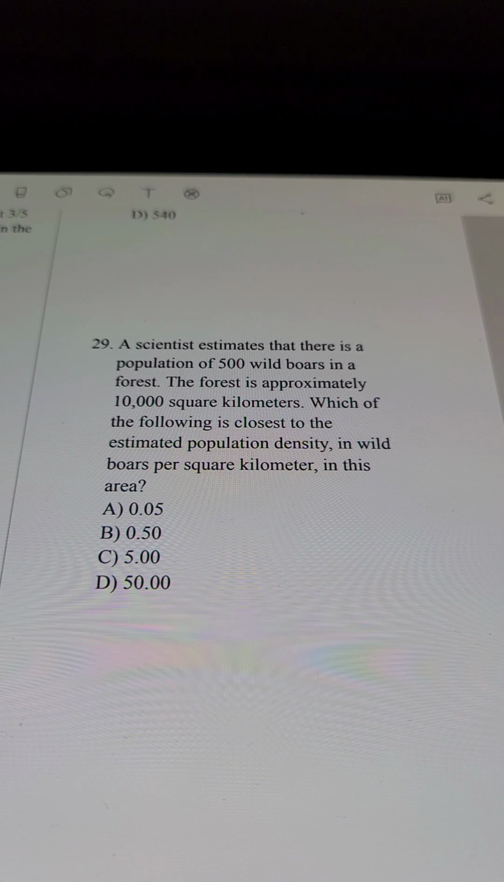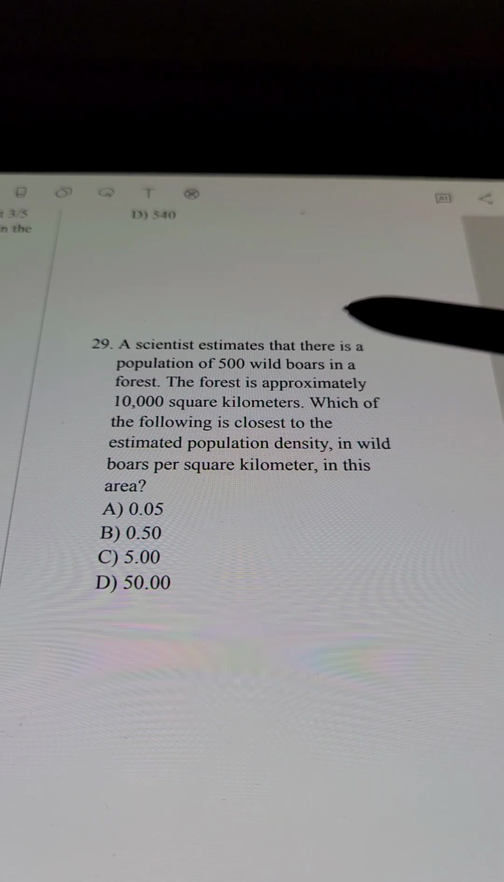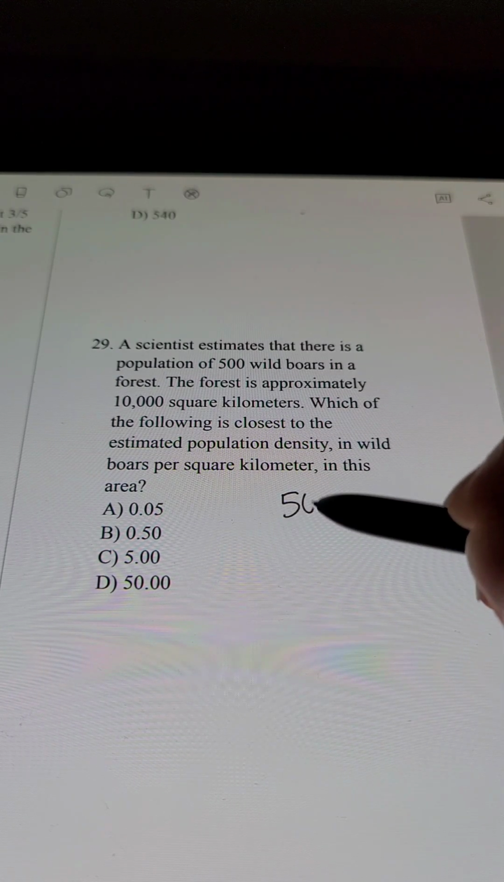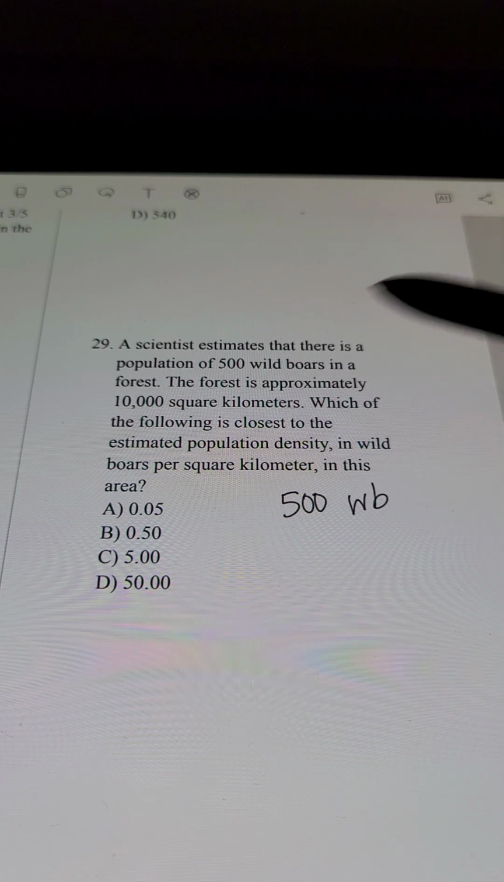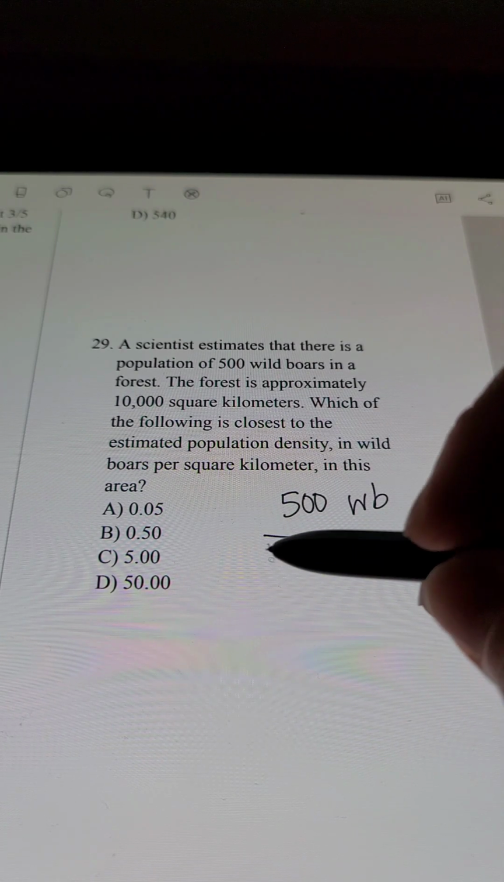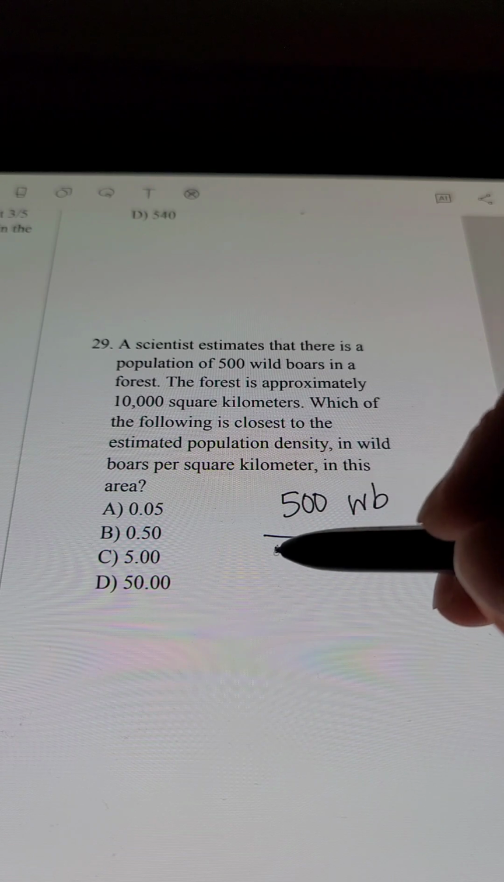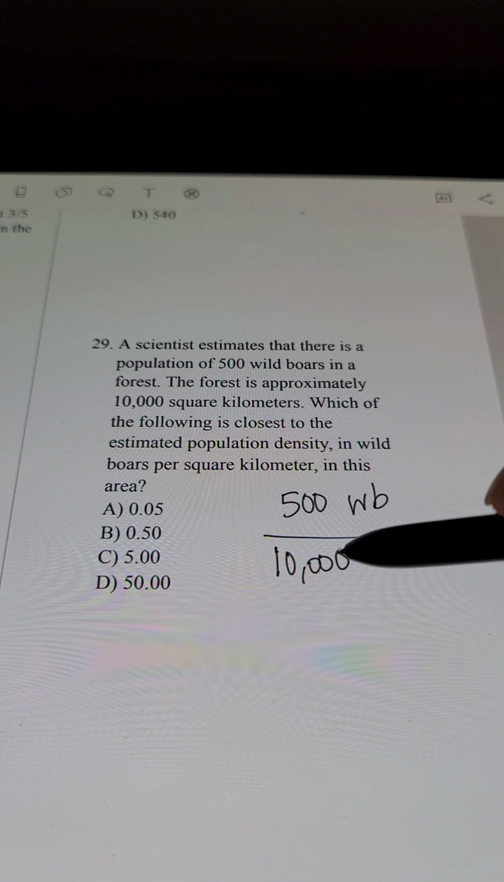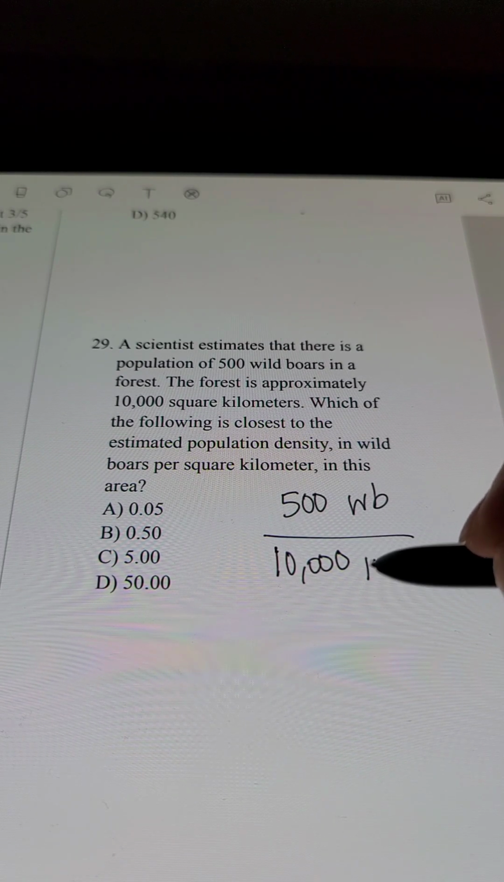So in this problem, the units can really help you out a lot. You're trying to find wild boars per square kilometer. So it's 500 wild boars per 10,000 square kilometers.